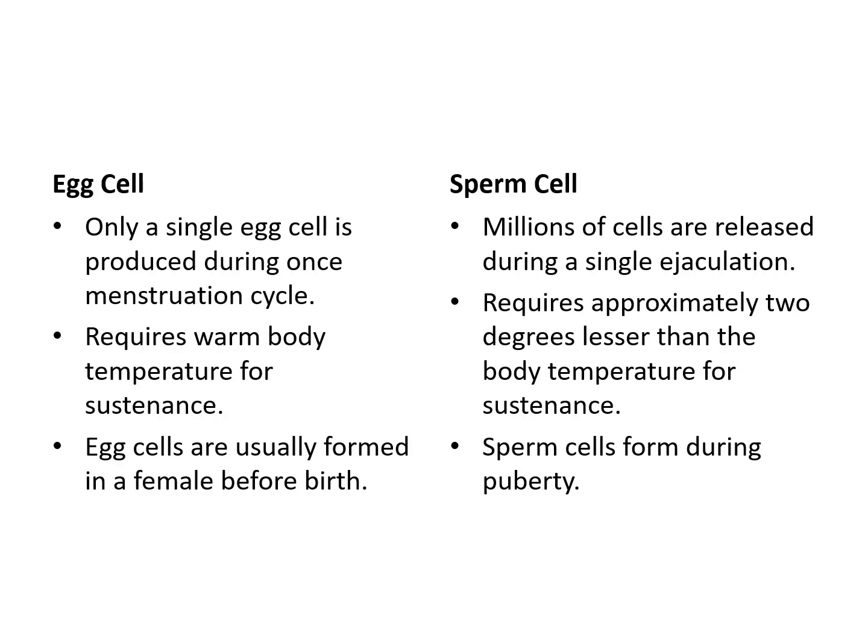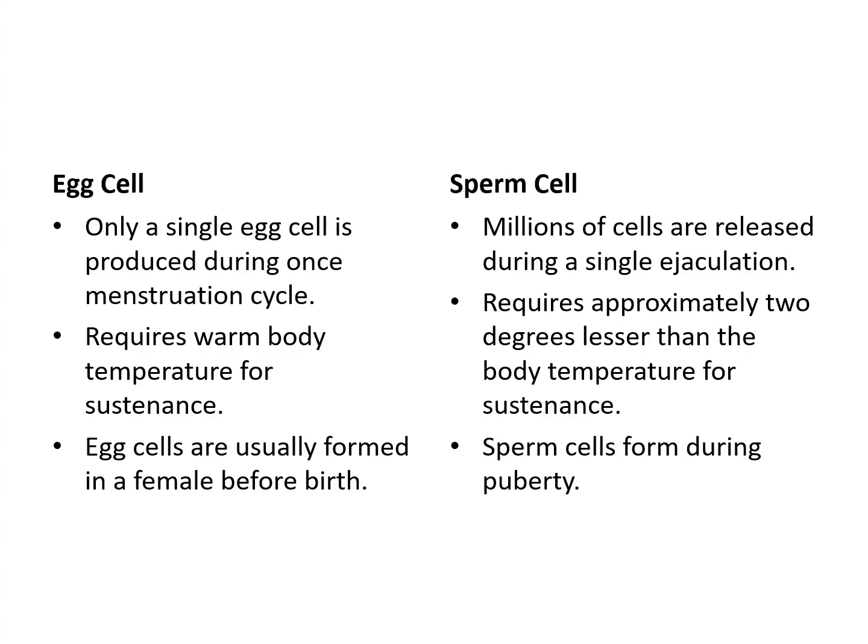How about sperm cell? Ang isang ejaculation, millions na kaagad yung nare-release na sperm cell because they are carried by fluid called semen. Sa egg cell, kailangan ng warm body para ma-maintain yung life, while the sperm cell requires approximately 2 degrees lesser than the body temperature for sustenance. Ang egg cell, nabubuo siya kahit before birth, hindi pa pinapanganak, it's already there. Pero sa sperm cell, napo-form lang siya during the time of puberty.